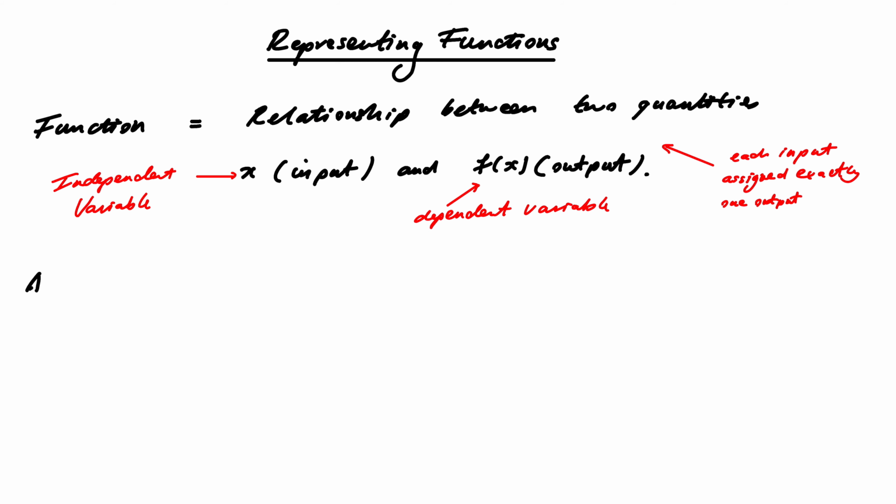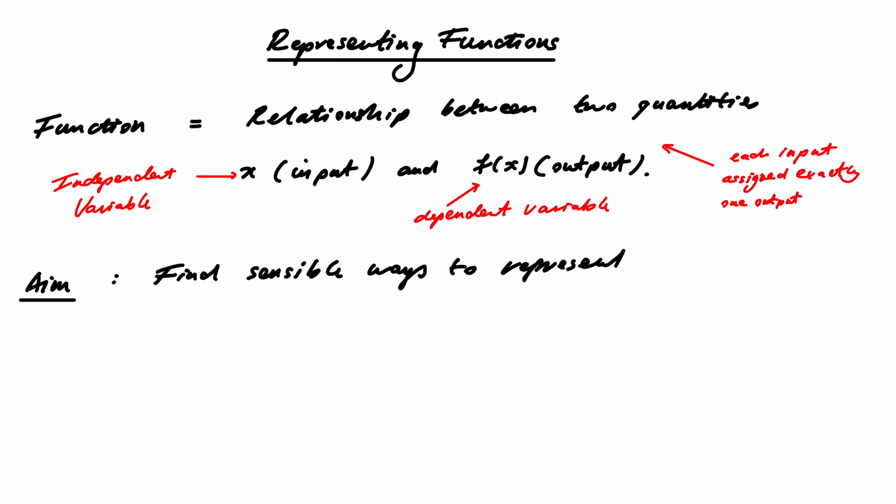So the aim is to find sensible ways to represent a function. So it's a lot of data, a function, really. Okay, it's a domain, and for every point in the domain, it's some output. Every x has an f of x assigned to it. So it's a lot of information.